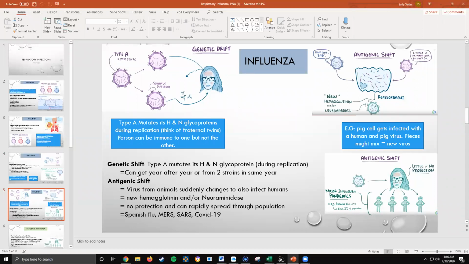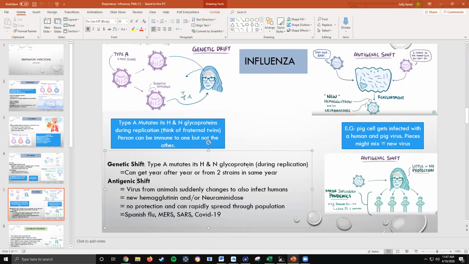So we have two things that happen here with the influenza. One is called a genetic shift and one is called an antigenic shift. Okay, so with influenza, we want to talk about a couple things. We want to talk about genetic shift and antigenic shift. So genetic shift right here is when type A mutates its H and N glycoproteins.